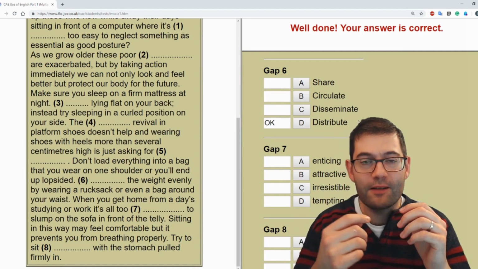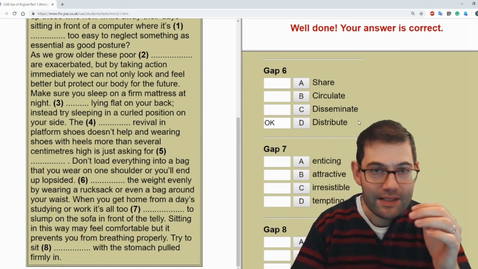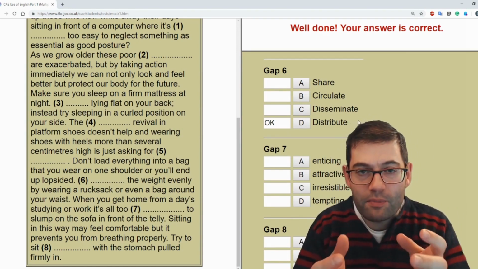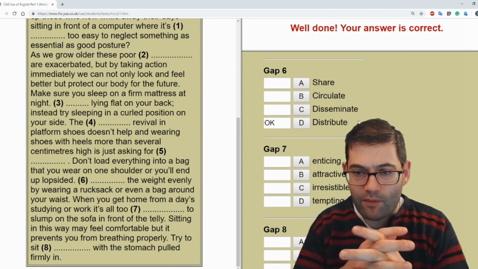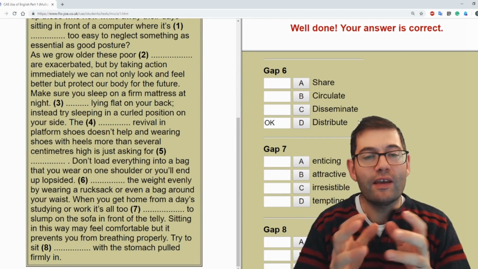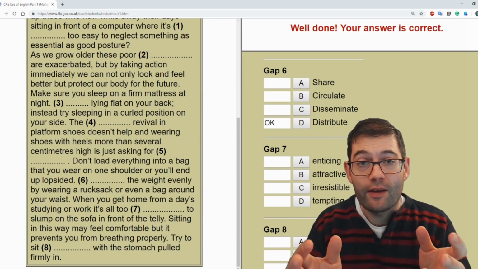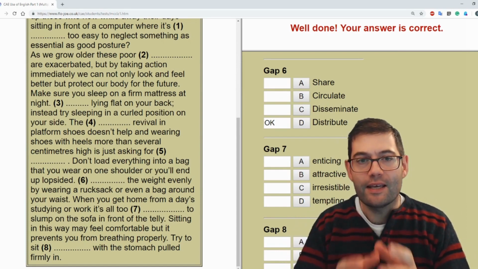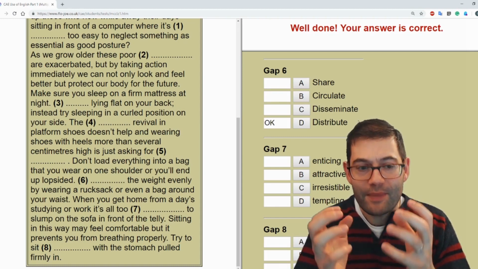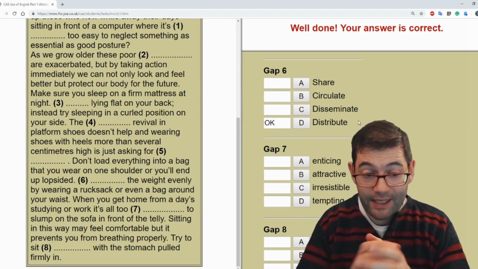Now, circulate means making something go round and round. Disseminate means give out, in effect. So you disseminate information, you pass out or you tell people information, spread out information. Whereas sharing means giving everyone a bit of everything. So if you had a cake, for example, you would share it. But you wouldn't necessarily say share the weight between your shoulders. Doesn't really make sense. Whereas distributing, putting something here, putting something there, does make sense.